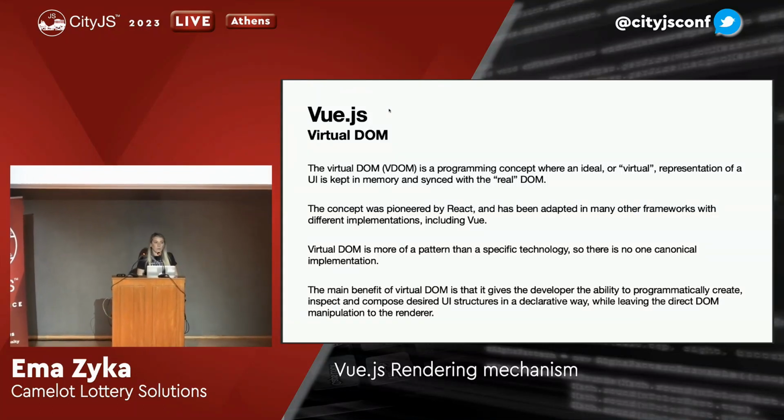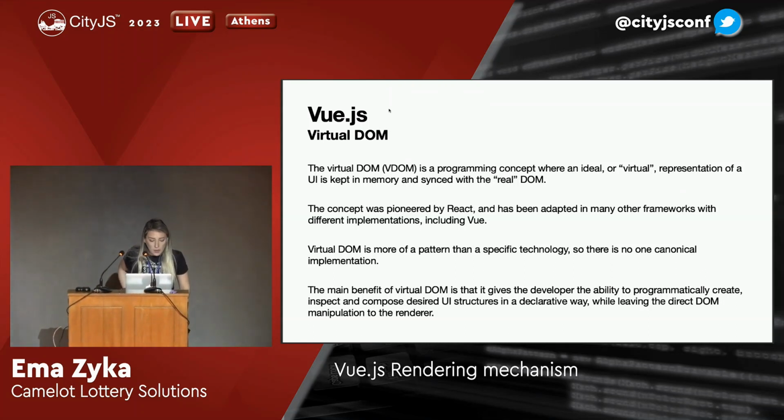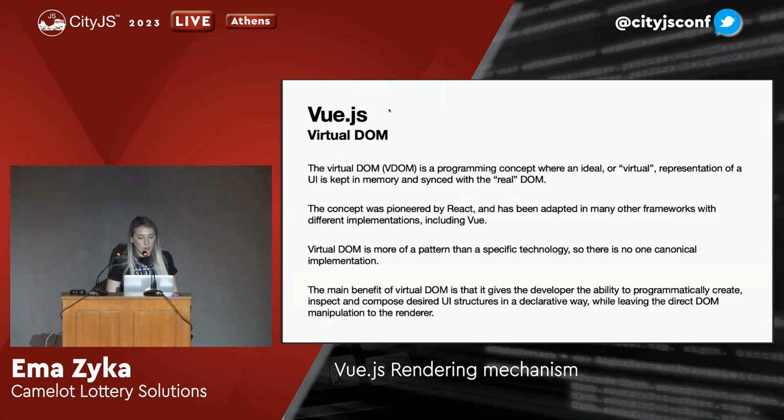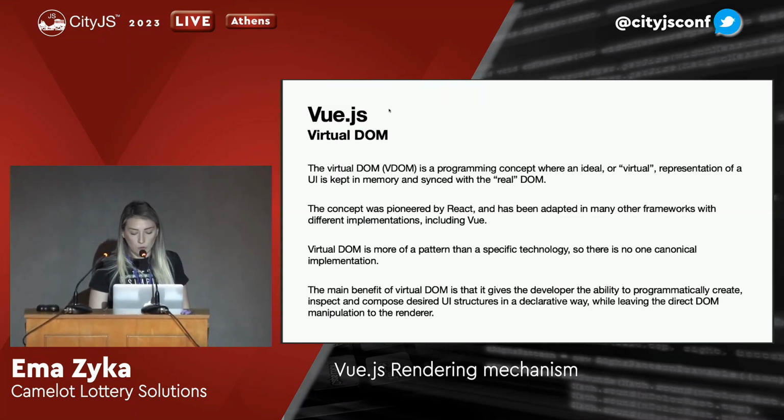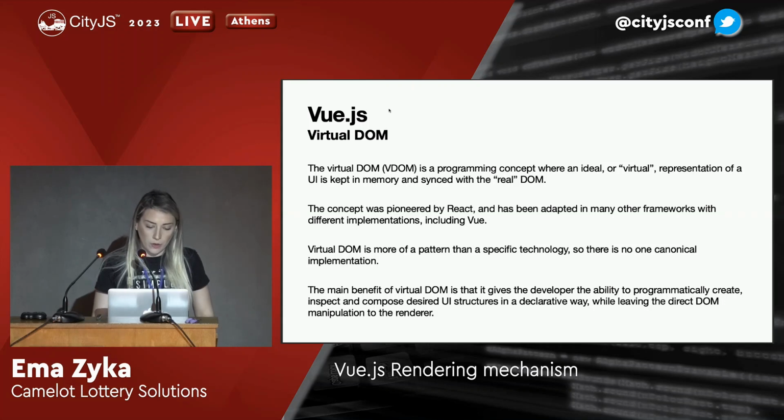And it's more of a pattern. There's no specific way of implementing it. Each framework uses its own, let's say, way. The main benefit of it, of course, is that we can manipulate the structure of the document we have and use that virtual DOM in order to inspect and compose anything we want, the UI structures we have, in a declarative way, and avoid doing any DOM manipulation work that we would do in the case we didn't have such a feature incorporated in the framework.